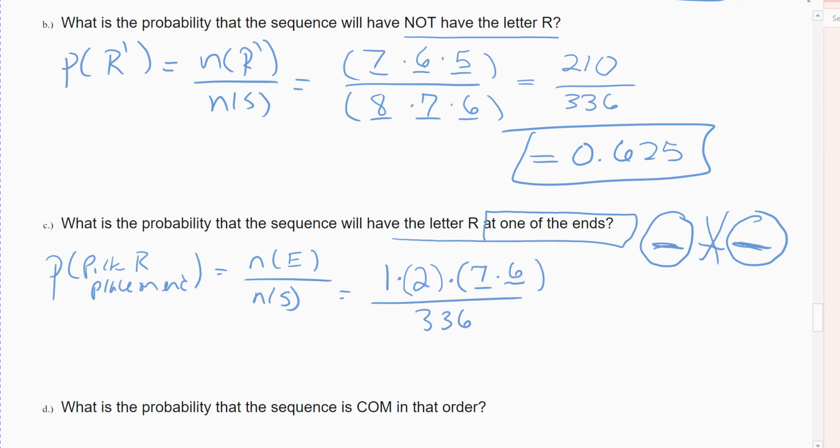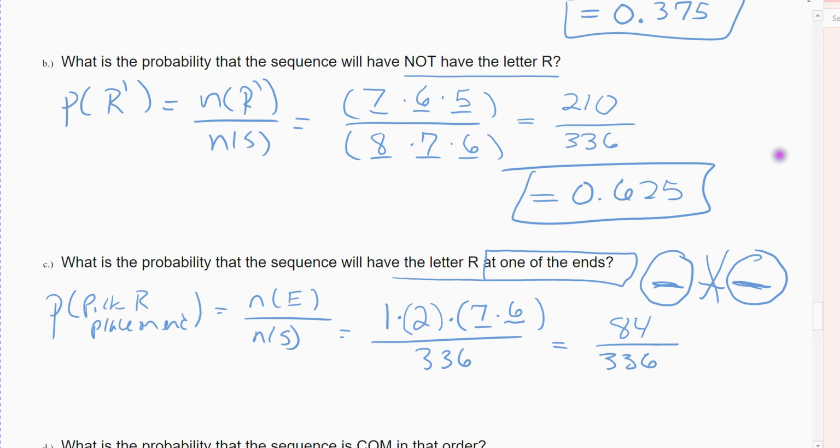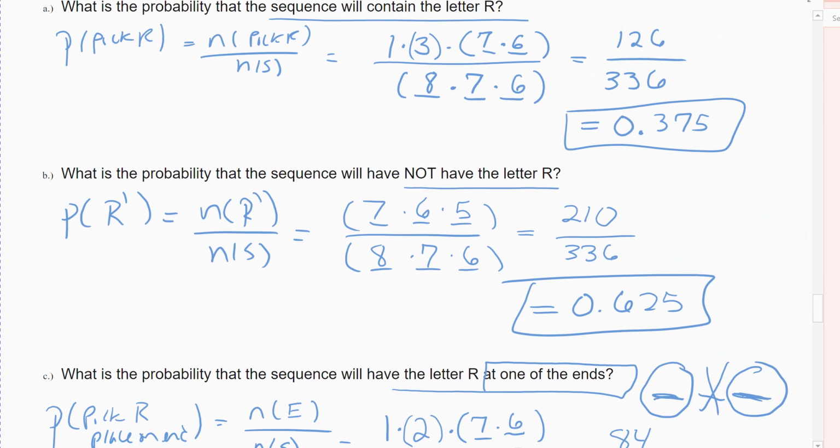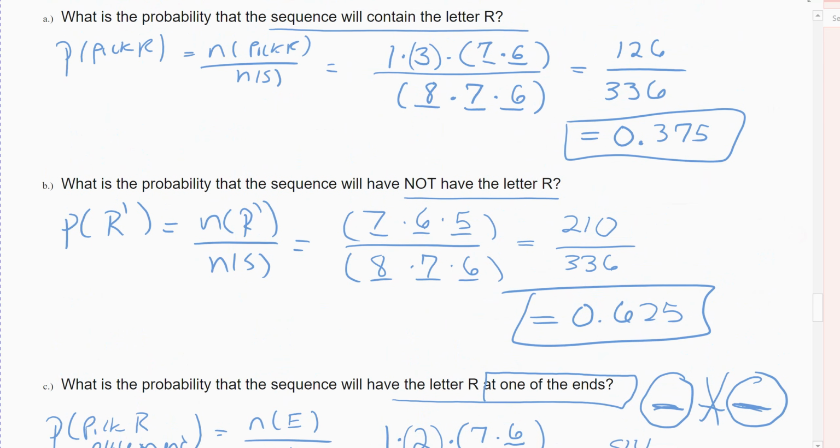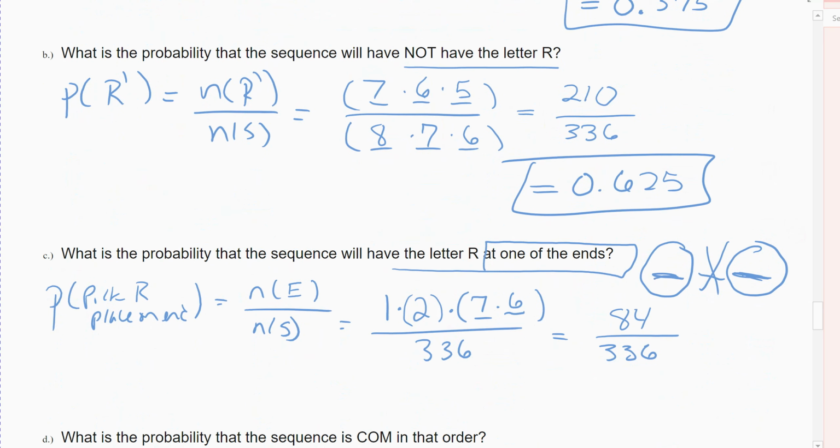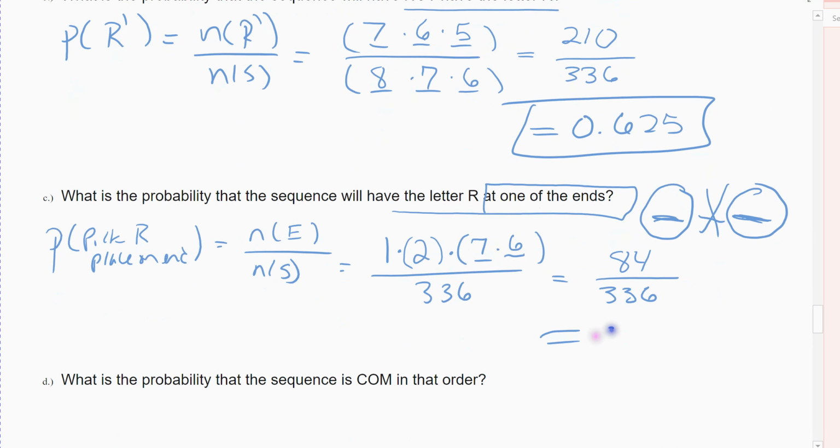So it changes that first problem by, instead of having 3 places R could go, I've narrowed it down to 2 places R can go. So now it's 2, 7, 6. Which makes the group smaller. Now there's only 84 outcomes out of my total 336. So I went from having 126 to 84 because we threw out all of the outcomes where R was in the middle. And then we find the decimal approximation to that, which actually comes out to a really nice 1/4, 0.25.